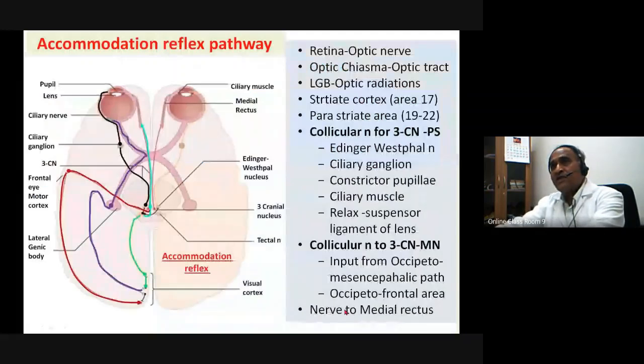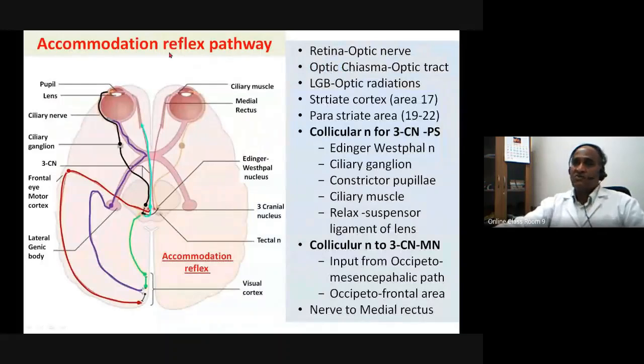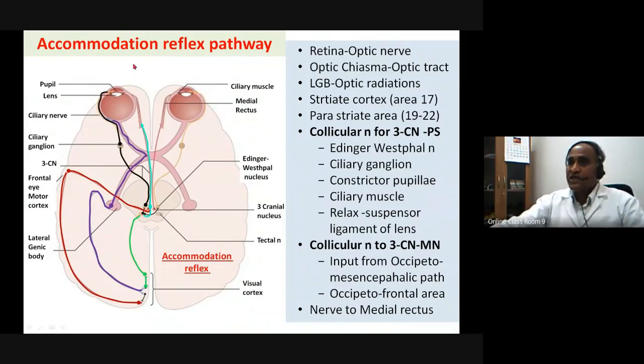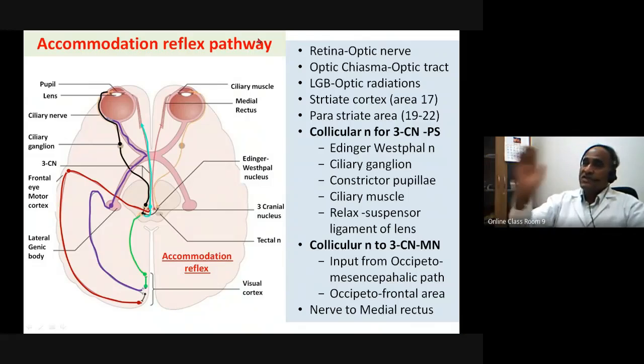Now, moving to the accommodation reflex. What is this accommodation reflex? It is the reflex to see near or distant objects. When we try to see near objects, as the object approaches, certain changes happen. Now what happens here? The object is coming nearer, suddenly brought.